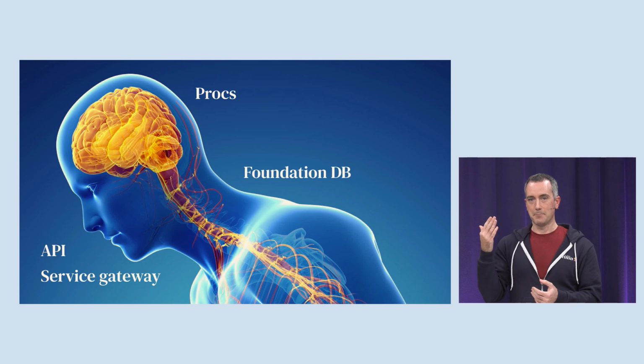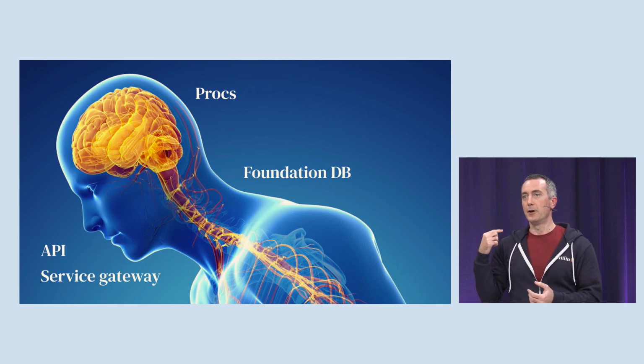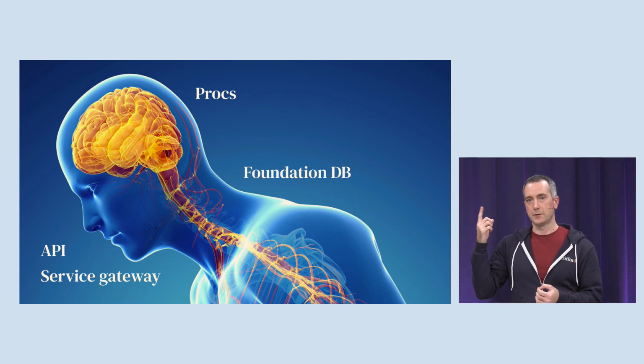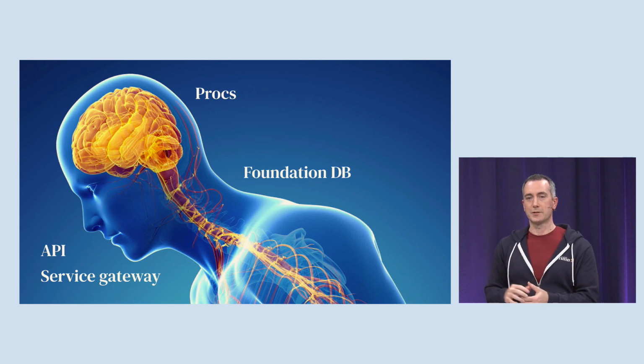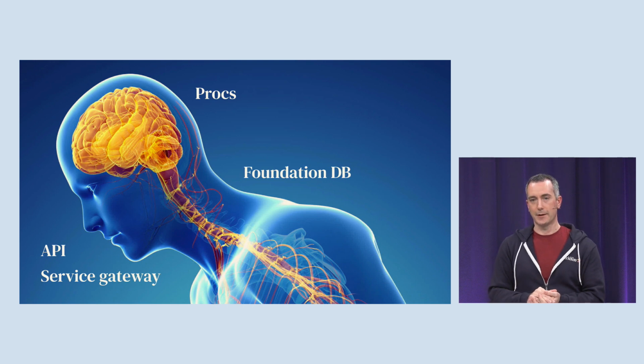So that's how we're getting messages in. And then we have a nervous system which transports those messages up to the brain where we're doing the main processing. So think of the Procs as the brain, Foundation DB as the transport system or your nervous system, and then your senses are the input and output to that.